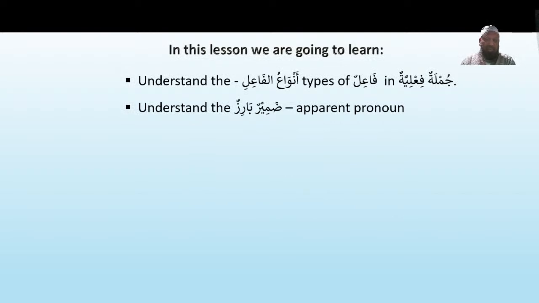In this lesson we are going to understand the أنواع الفاعل, the types of fa'il in جملة فعلية. Understand the ضمير بارز, the apparent ضمير, the visible ضمير.